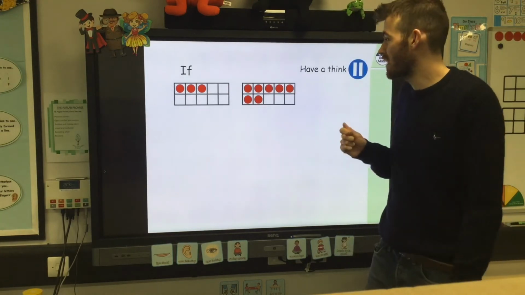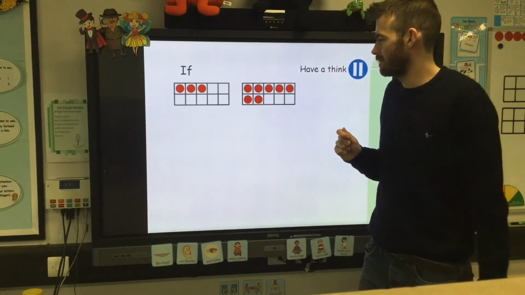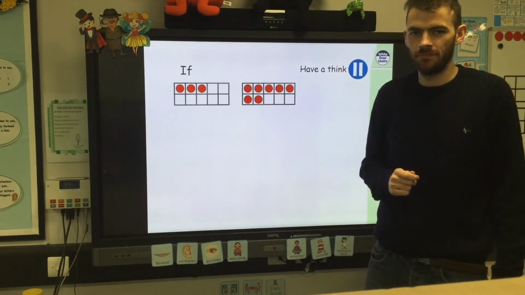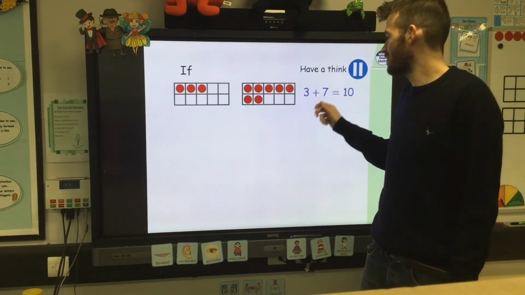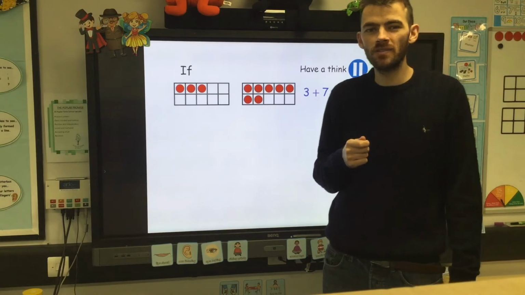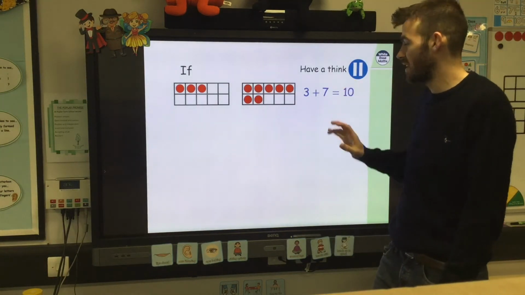This time I want you to have a think. What does this number bond make? So we have 3 and 7. That's right, 3 add 7 equals 10. Can you think about some number bonds to 20 that we could make using 3 add 7 equals 10?